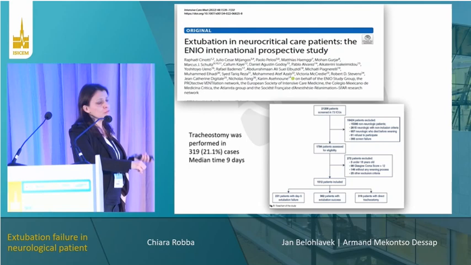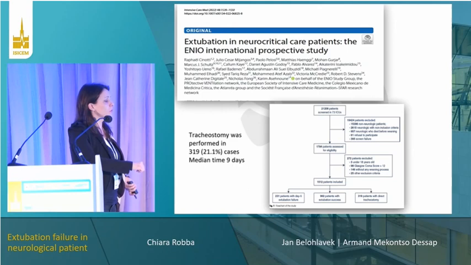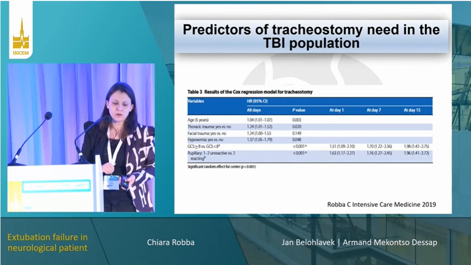20%, 21% of patients required a tracheostomy, so even higher than in 2004 and in 2010, and the median time, which is comparable with those of 2016. And which are the factors, the predictors of tracheostomy?